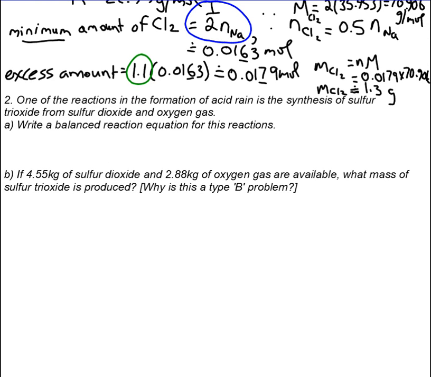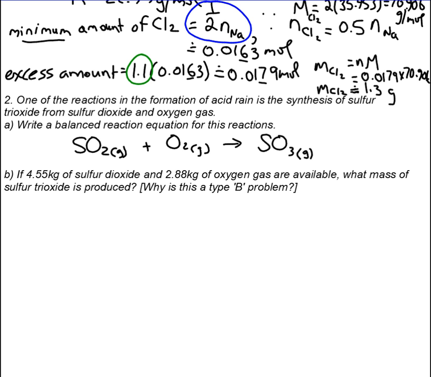Here we're reacting 4.55 kilograms of sulfur dioxide and 2.88 kilograms of oxygen gas. Now they're just available. Okay, so this is a reaction that is involved in the formation of acid rain. Synthesis of sulfur trioxide from sulfur dioxide and oxygen gas. So sulfur dioxide is SO2. It's a gas. Oxygen is diatomic. It's a gas. We're forming sulfur trioxide, molecular compound. Assume it's a gas as well.